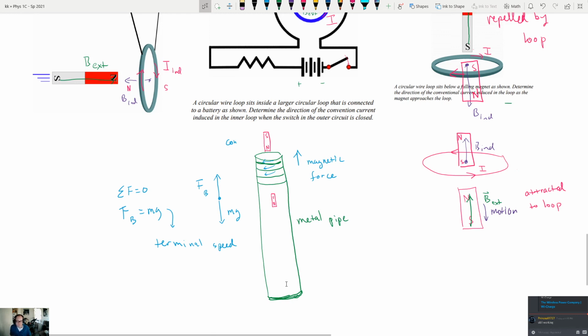Very surprising result. Now, I want you to think about Faraday's law. Okay, I'll stop for a second. Do you have any questions about what I just tried to explain there? Does that make sense? Good.